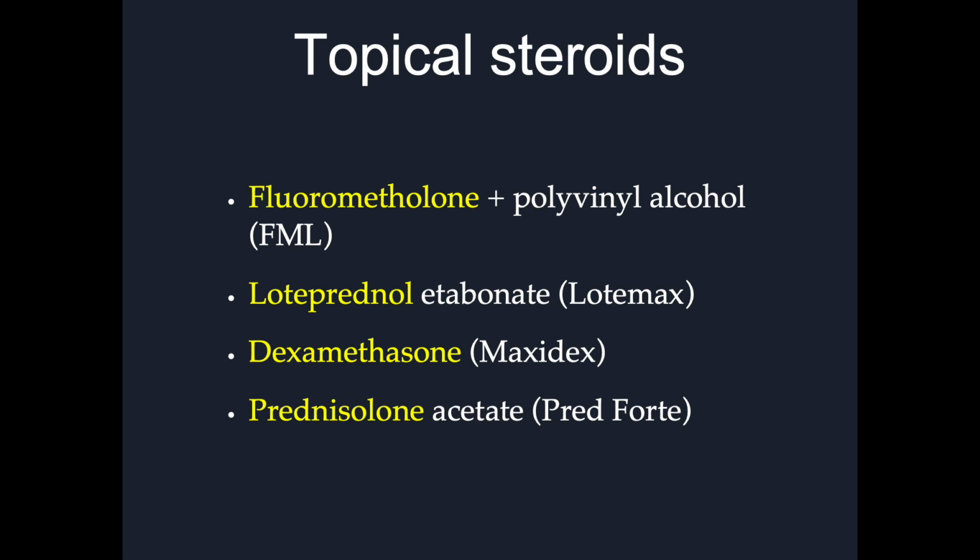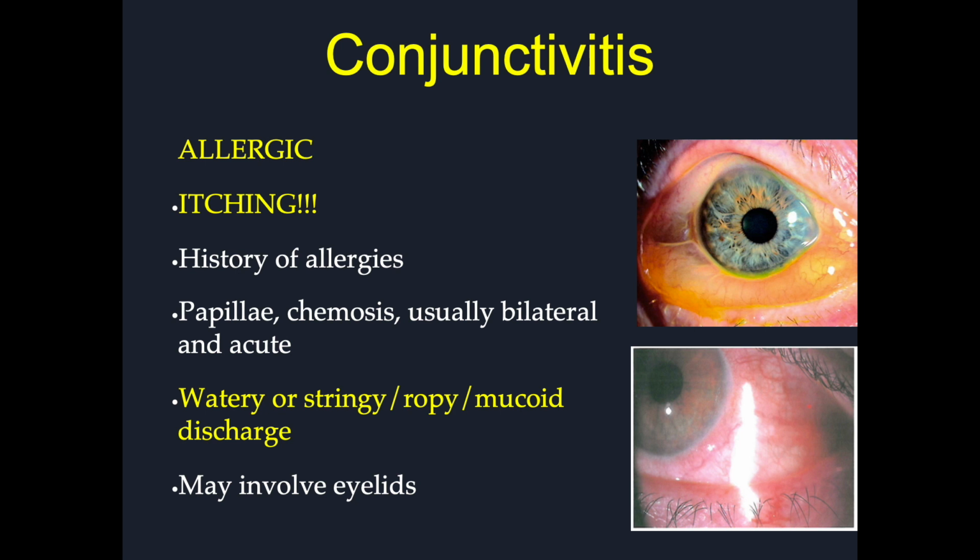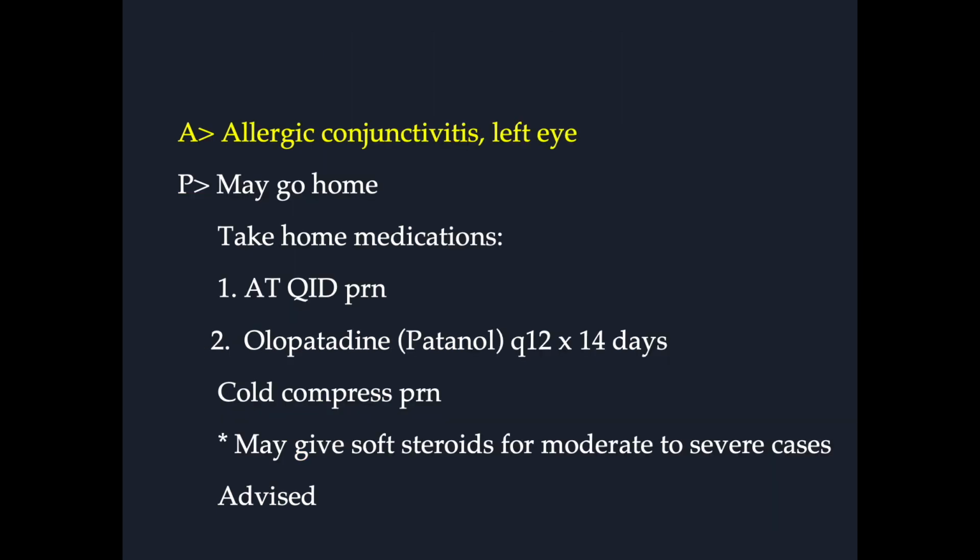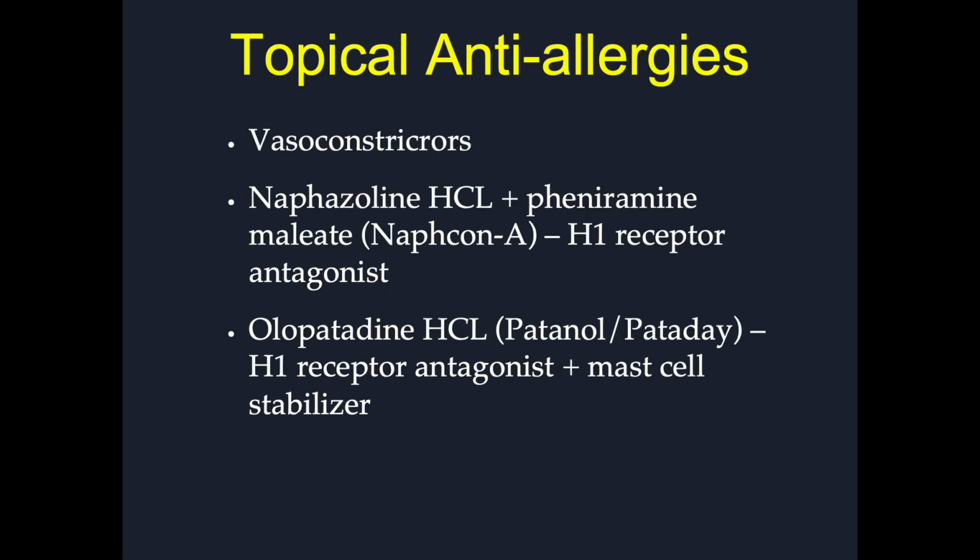Okay, so that was viral conjunctivitis. What about allergic conjunctivitis? The most prominent symptom here is itching. The patient may also have a history of allergy. The discharge is watery, sometimes mucoid, and it may involve the eyelids. The plan of management for allergic conjunctivitis is similar in that you just need to give artificial tears, but you may add an anti-allergy eye drop such as olopatadine or Patanol 2 times a day for 2 weeks. Steroids are optional for moderate to severe cases. Here are some examples of topical anti-allergies.